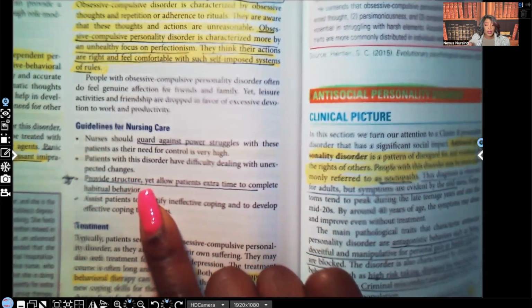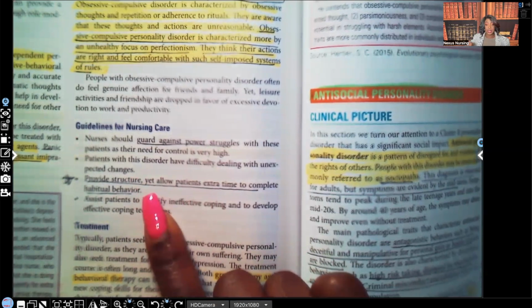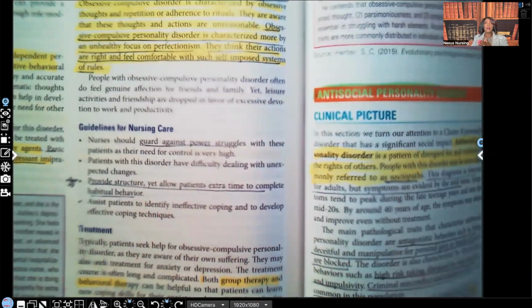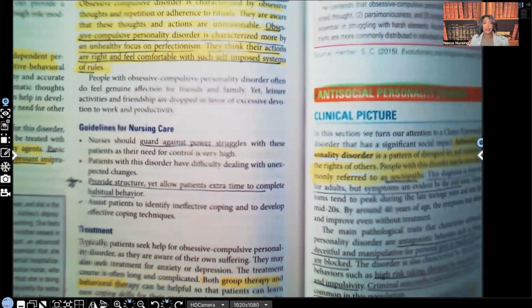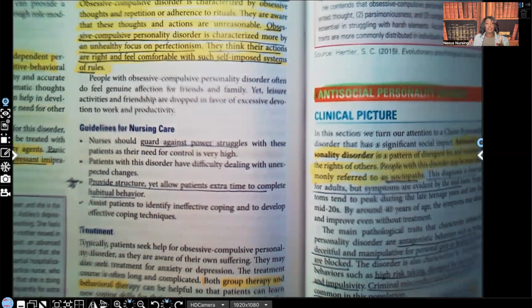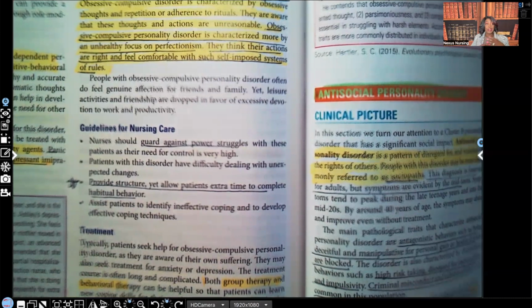Provide structure, yet allow patients extra time to complete habitual behavior. So what we're going to do is try to get them to stop this type of behavior, but slowly. You can't get it done in a day. So what you're going to do is wake them up a little bit earlier so that they can still complete whatever that behavior is, but still go on about their day and fulfill whatever amount of tasks that they have to do for that day. And as each day goes on, you make it shorter and shorter so that you can decrease those habits that they have while the patient's still being allowed to complete all of their activities of daily living, okay?